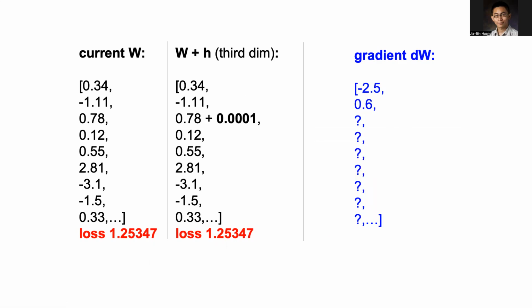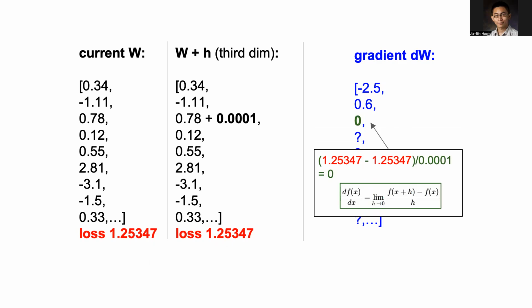You do this for every dimension: you change each dimension a little bit and see how the loss changes. This tells me that if I move along this direction, the loss will increase by this much. So this is the idea of the numerical gradient. You basically manually perturb each dimension a little bit and see what the outcome looks like.